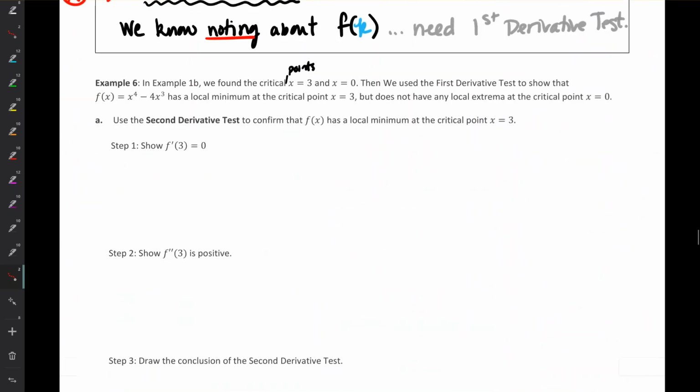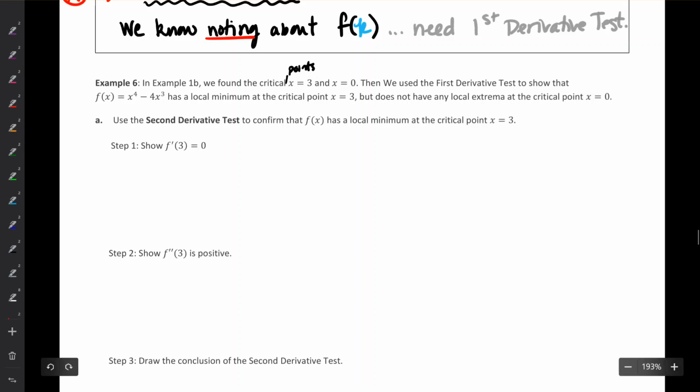Okay, so first we're going to do the second derivative test to confirm that this function has a local minimum at x equals 3. To do that, I need to do two things. I need to show that the first derivative is 0 there, so I have a horizontal tangent, and then I have to figure out if the second derivative is either positive or negative there. Let's go ahead and do that.